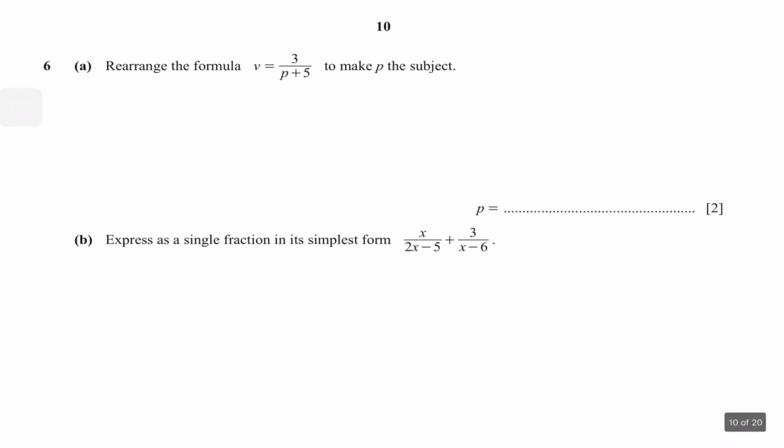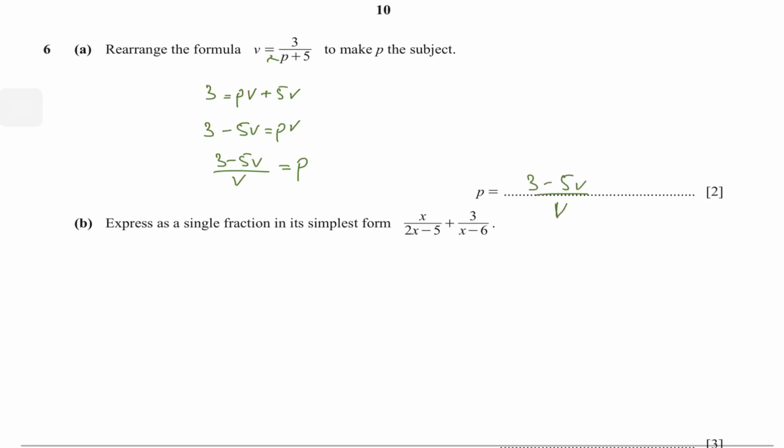Then we have question number 6, in which we have to rearrange the formula v equals 3 over p plus 5 to make p the subject. So let's cross multiply. 3 is equal to pv plus 5v. Let's isolate p. So 3 minus 5v equals pv. So (3 minus 5v) upon v is equal to p.